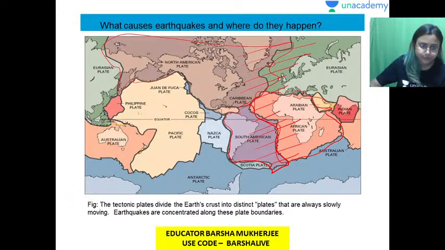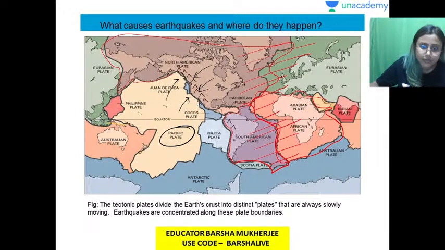See, in this case, the Pacific plate is moving towards the North American plate, and the North American plate is also moving towards it. When these two collide, what happens? There will be an earthquake, and because of their collision, we have a mountain range here, and a mountain range here, because these are moving towards each other.